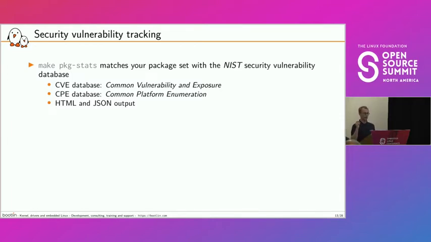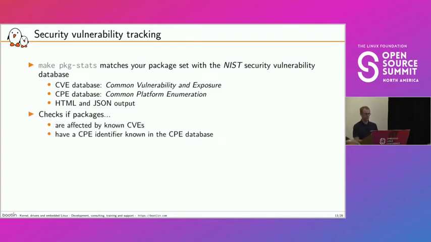So we have added this make package-stats target, which takes the set of packages in your current configuration and their versions and matches that with those databases, and produces an HTML and JSON output that tells you which of your packages have no known security issues and which have known security issues. As I say, it checks if packages are affected by known CVEs and also if their CPE identifier, and I'm going to get a bit more into that, is known in the CPE database. Because if it's not known, then we may be missing the CVEs for your package, because it's identified with a slightly different name in Buildroot than in the NIST database.